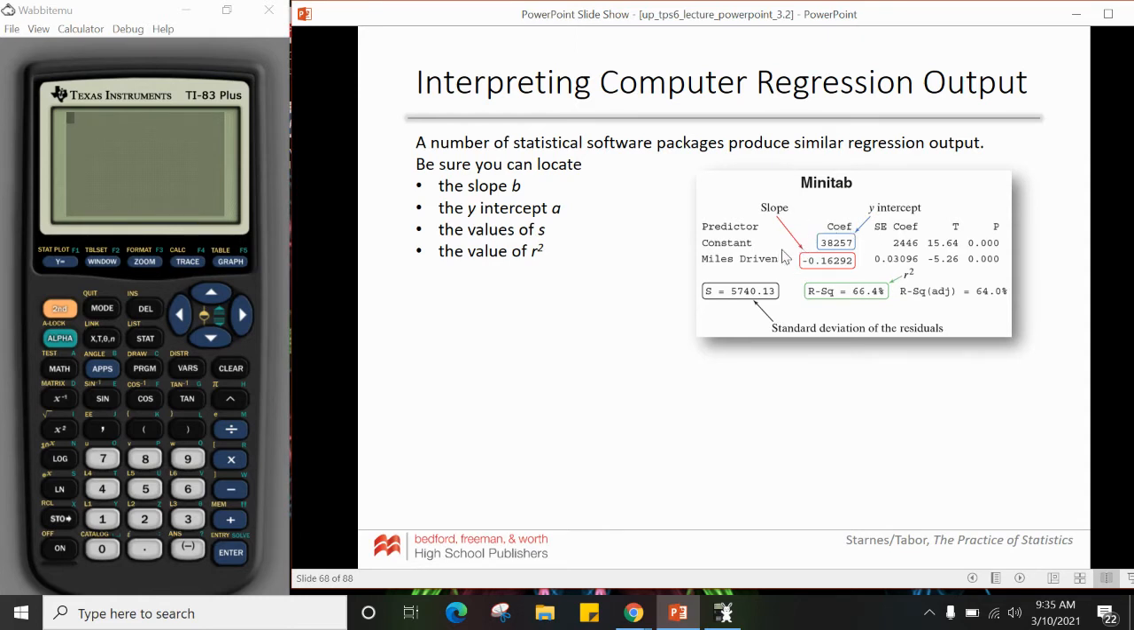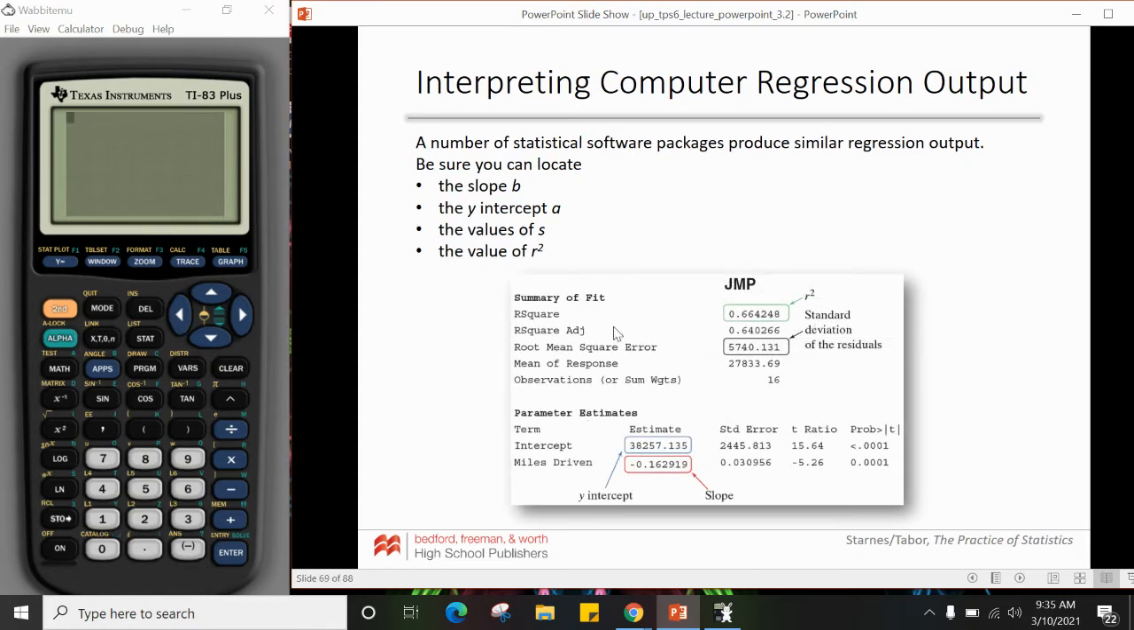So the nice thing is the y-intercept is a constant, right? It's the a plus bx, it's the a, there's no variable on it. So often the constant will be for y-intercept. The miles driven is that x value. So the miles driven is our x variable. So this is our slope. So it gets tied in with the variable. This gets tied into the constant.